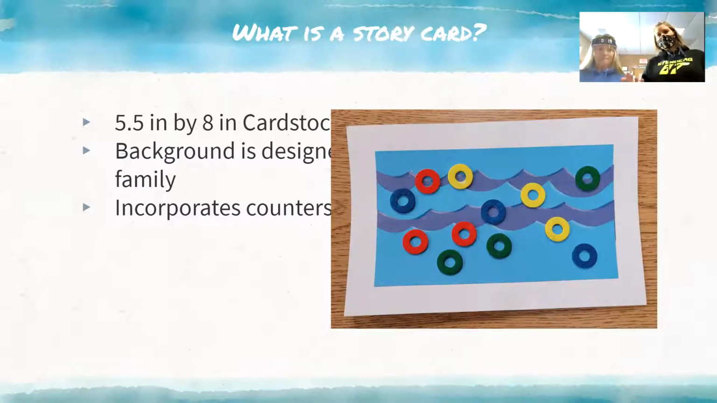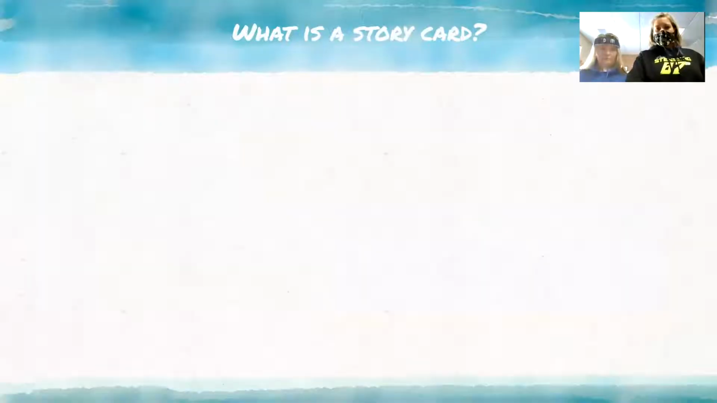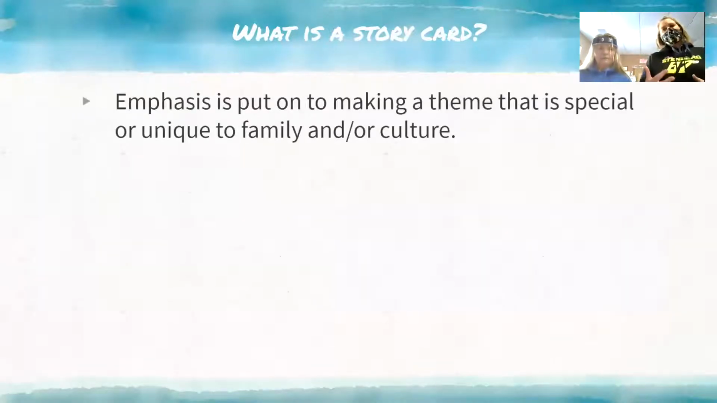This is an example of one that I made. My family likes to swim a lot at a pool, so I made a pool with water, and then I used little washers and painted them to be the floaties in the water. The floaties are the things that they can move around and count. But we also emphasize making the theme something super special and unique to your family or your culture, depending on what the family decides their focus is going to be. I felt like swimming was something that a lot of people do, so I wanted mine to be more unique to my family and what's special to my family.